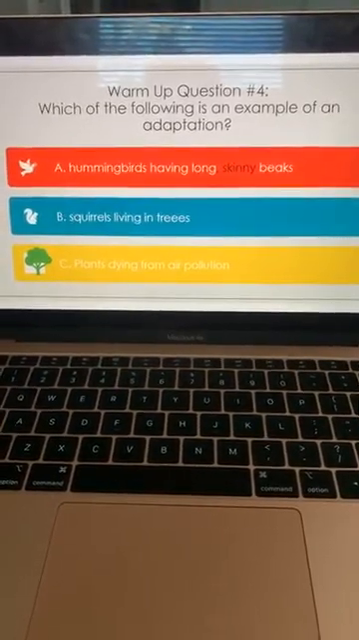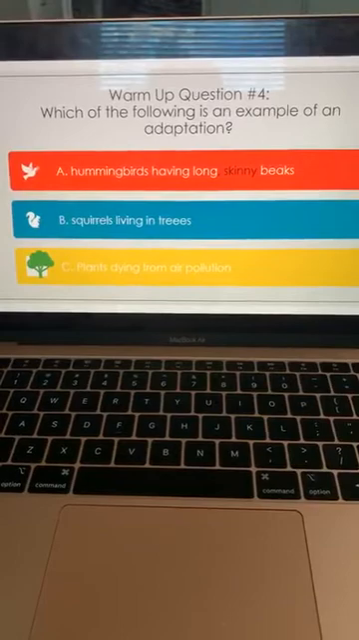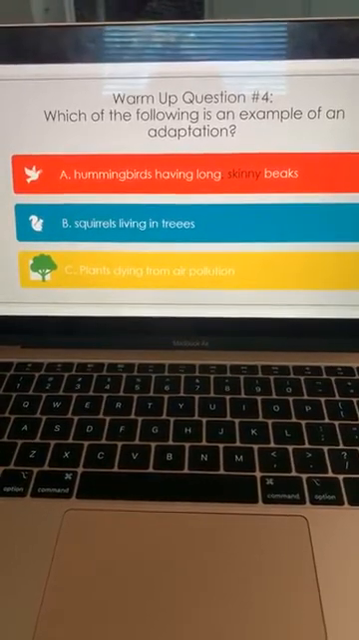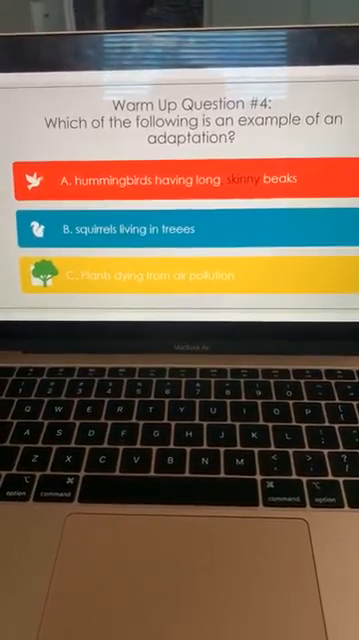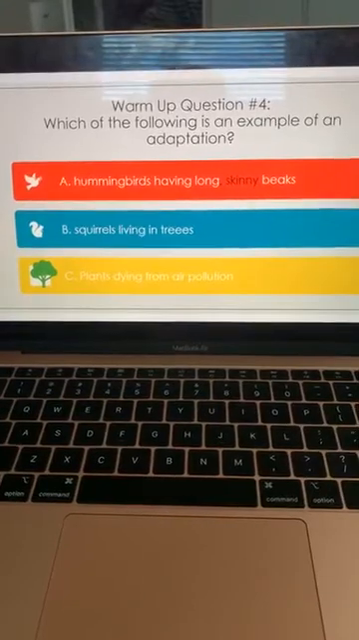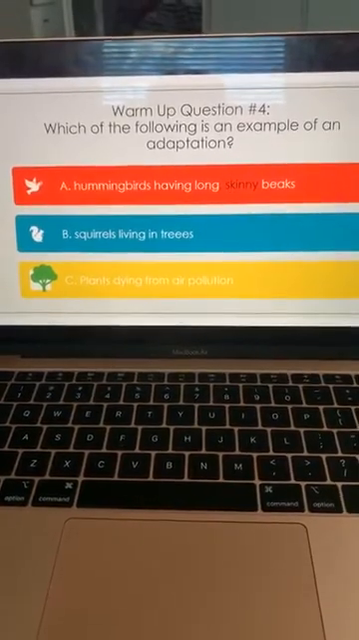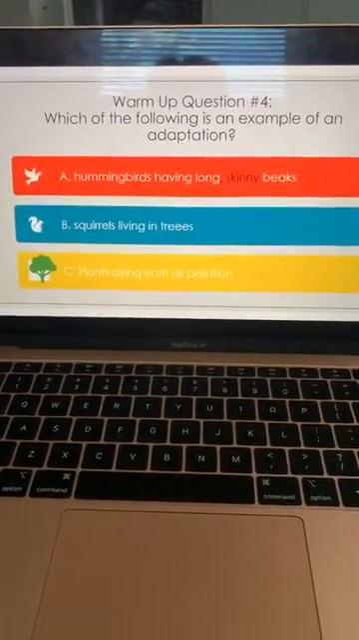Warm-up question number 4. Which of the following is an example of an adaptation? A. Hummingbirds having long, skinny beaks. B. Squirrels living in trees. Or C. Plants dying from air pollution.